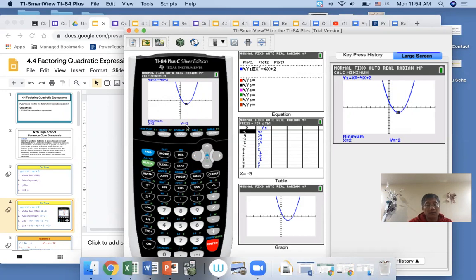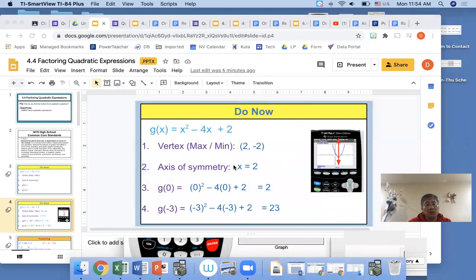x equals 2, y equals negative 2, right? So what is the vertex? When x is 2, y is negative 2. This is the vertex. Does everybody understand?